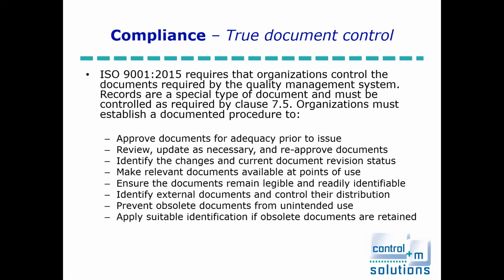So we've got to identify the changes that the current document revision holds, what changed, and make relevant documents available at various points of use within processes, so readily available. Ensure that the documents remain legible and readily identifiable. So can we control printed documents? Identify external documents and control their distribution, prevent obsolete documents from unintended use, and then apply some identification if those documents are obsolete.